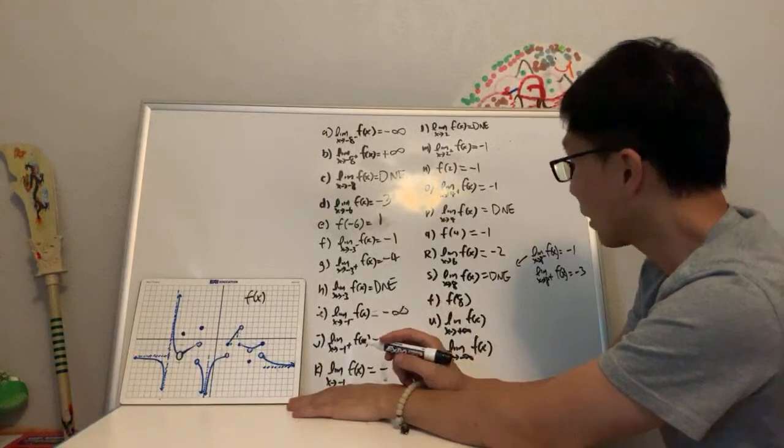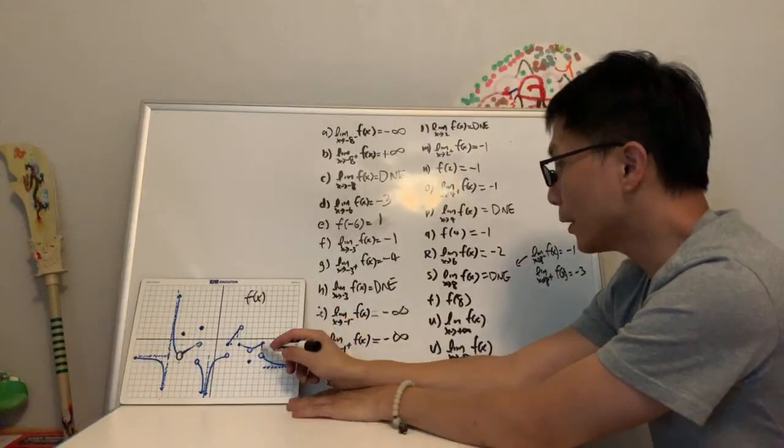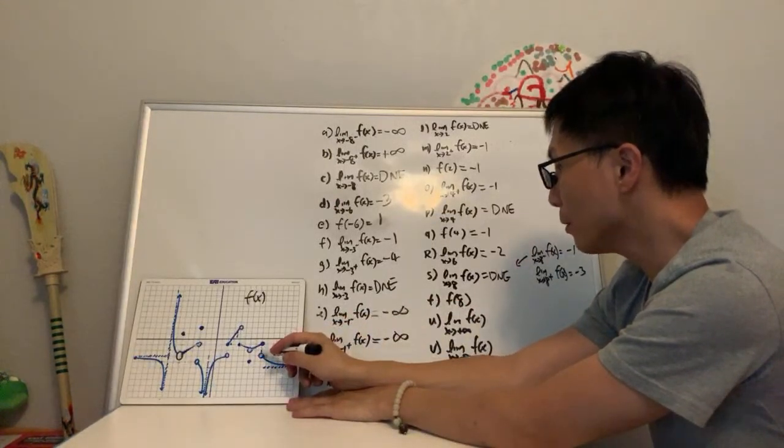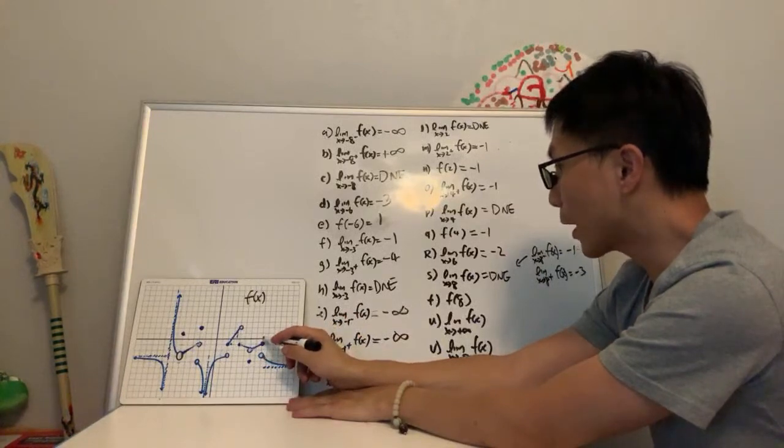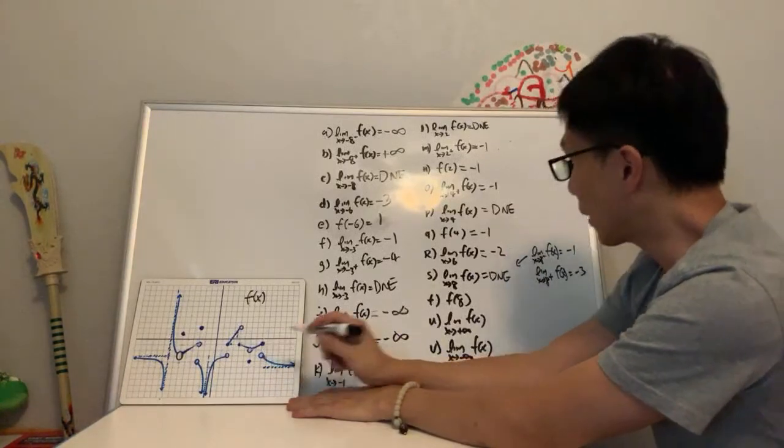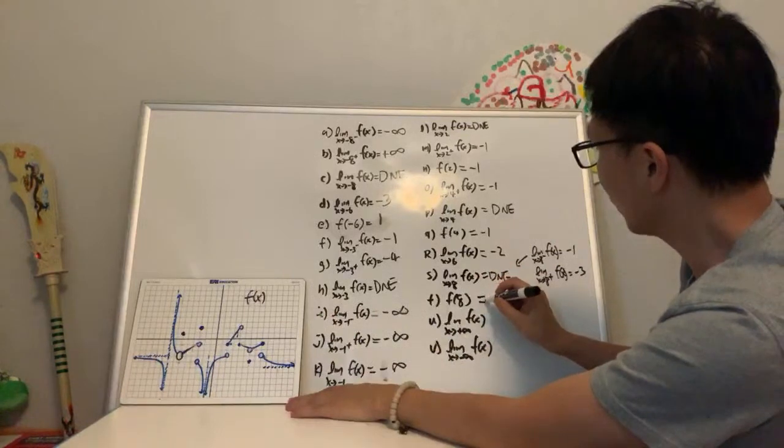Okay. So f of 8 is here. Again, you're looking for the closed circle. For f of 8, this is 8, the closed circle is going to be -1. So the answer is -1.